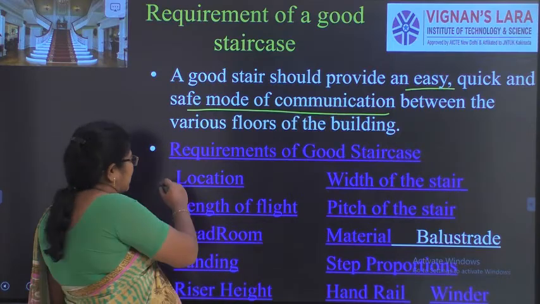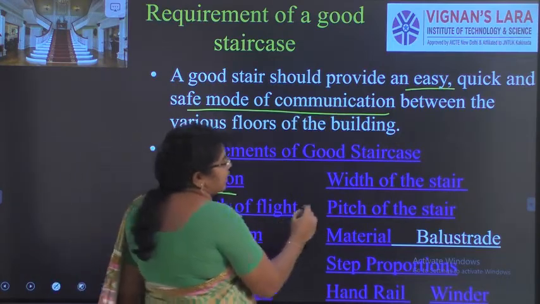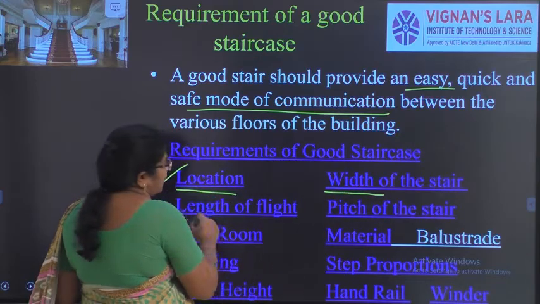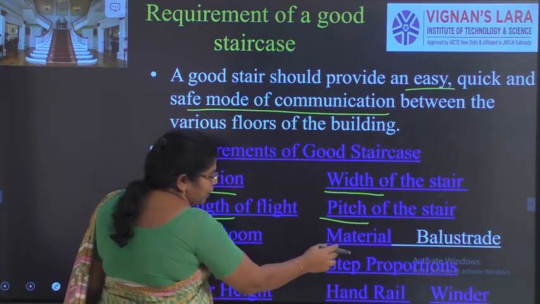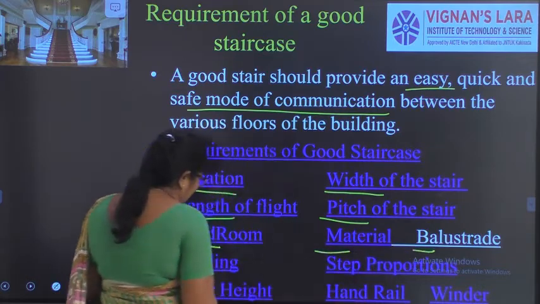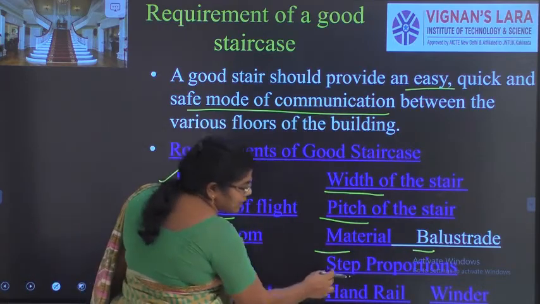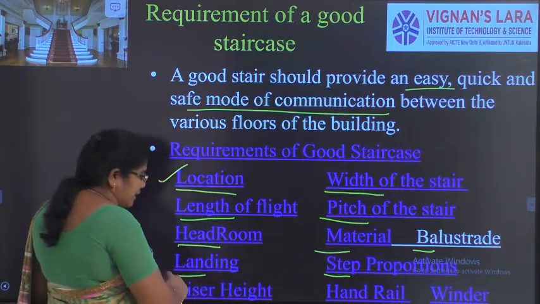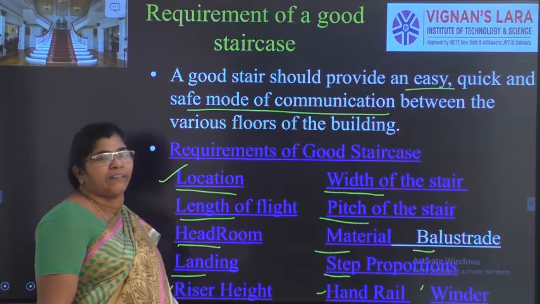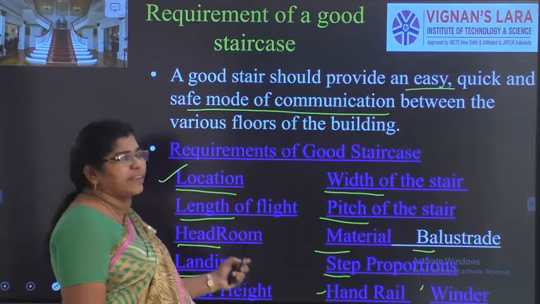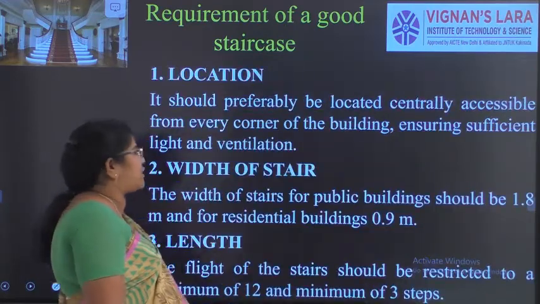Okay, what is the staircase? The first one is the location. The second one, width of the stair. Third one, length of the flight. Pitch of the stair. Headroom. Material. Balustrade. Landing. Step properties. And the rise and the rise height. Handrail and the winder. These are the 11 properties which are necessary for the requirement of a good staircase.